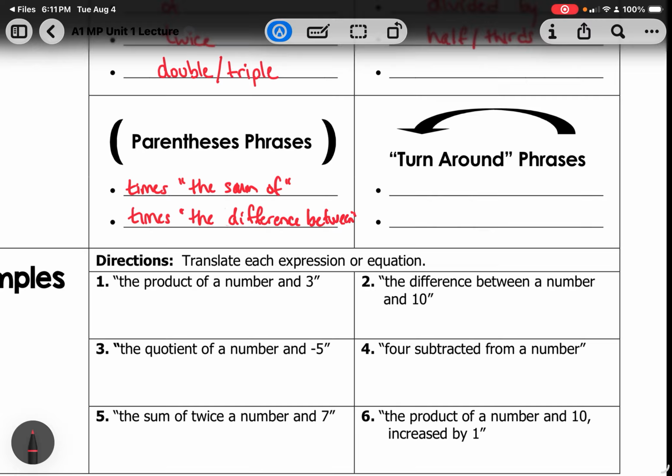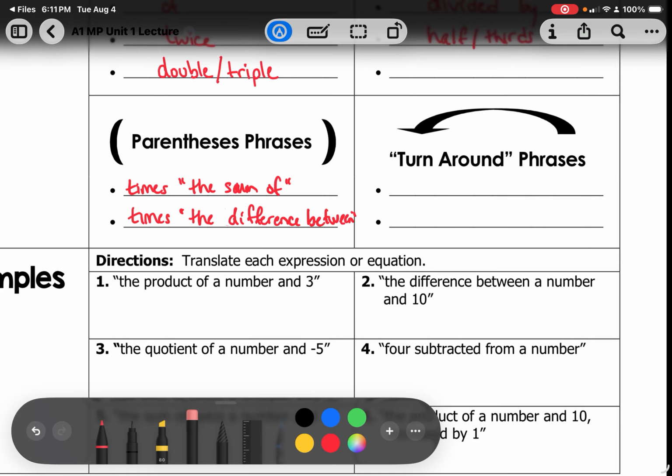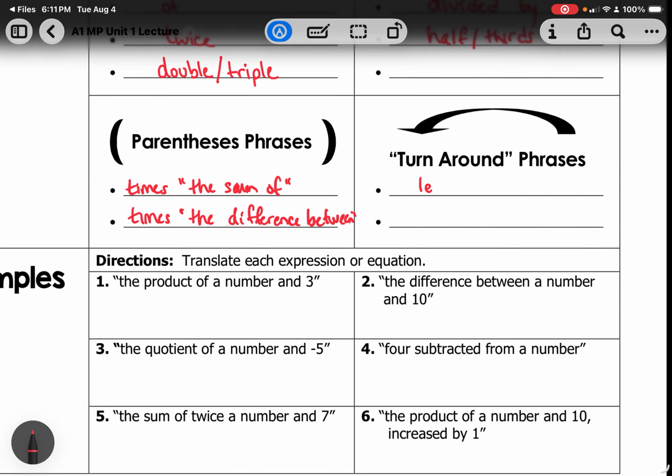And the turnaround phrases, those are the ones we start up above. That means we have to do it in the other order because of the rules of subtraction, because we don't have commutative property of subtraction. So we have to turn these phrases around. That would be less than and subtracted from. So this is a really helpful list to help us know how to handle these translations.